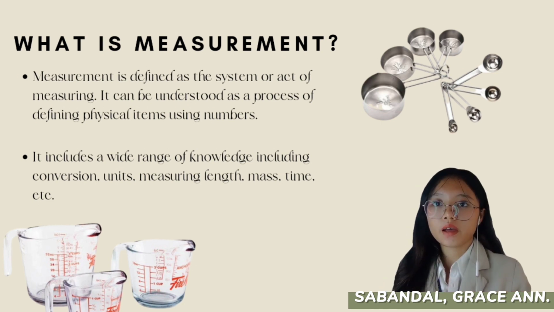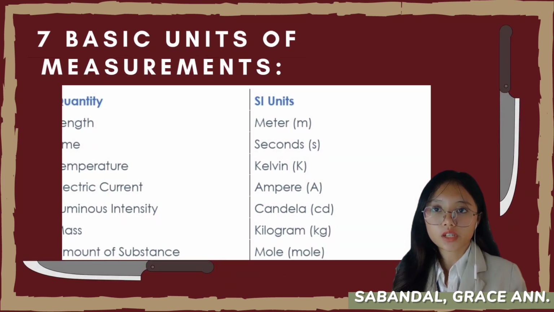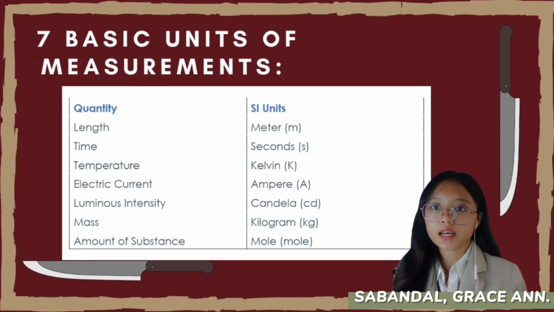Also, in mathematics, measurement is often considered as a separate branch as it includes a wide range of knowledge including conversion, units, measuring length, mass, time, and etc. Now, these are the 7 basic units of measurements. We have here the quantity and its SI units. Length, meter, time, seconds, temperature, Kelvin, electric current, ampere, luminous intensity, candela, mass, kilogram, amount of substance, mole.